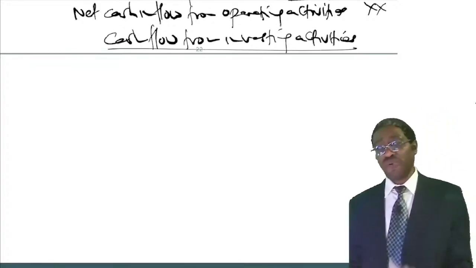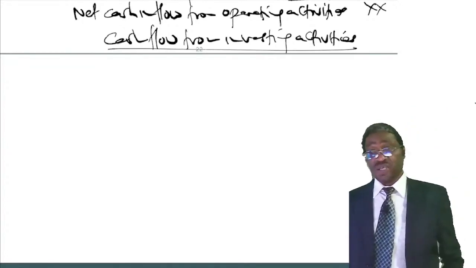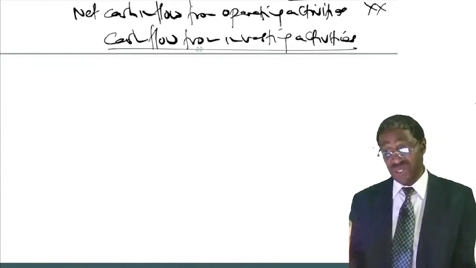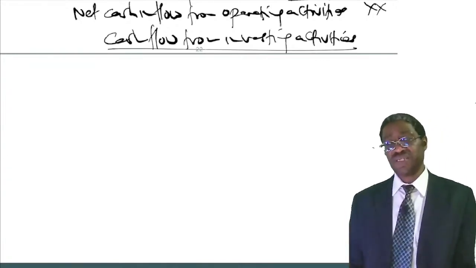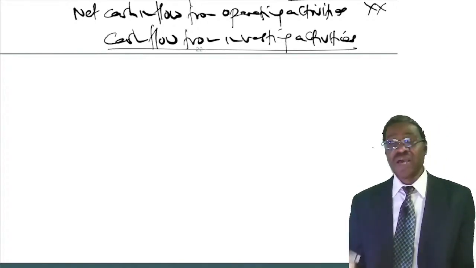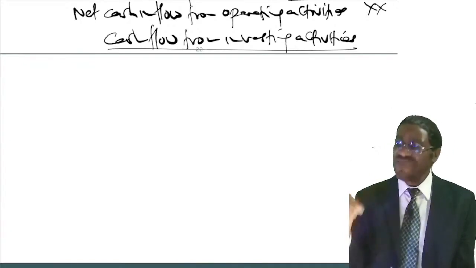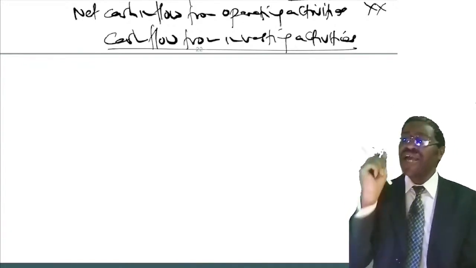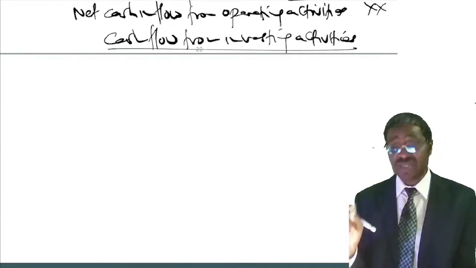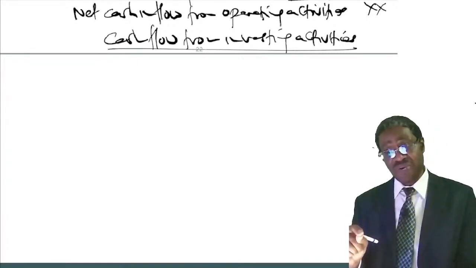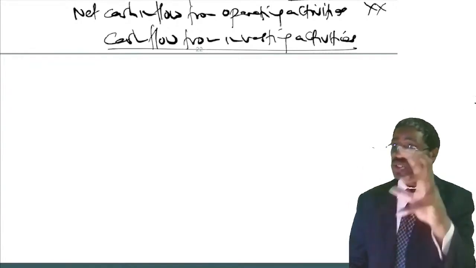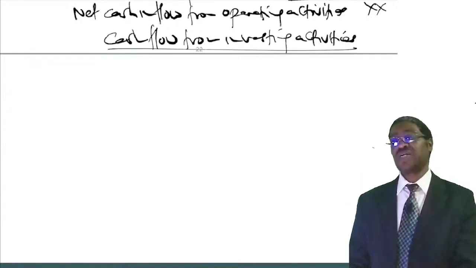Now, before we identify them, again, you need to know what investing activities are. You remember, because I'm saying we are revising. Investing activities are those transactions and events that affect any fixed assets. A transaction that affects a fixed asset, that transaction is classified as an investing activity. Any transaction affecting a fixed asset is an investing activity.